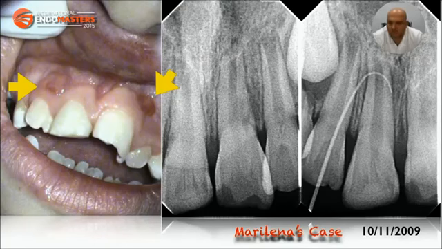Moreover, if you notice carefully the radiography in the middle, you can see that a lateral wall defect is detectable in the periapical radiograph associated with the distal dentinal wall of the left maxillary central incisor.